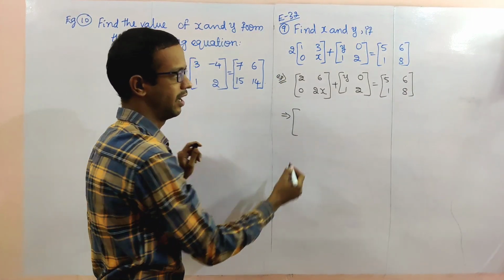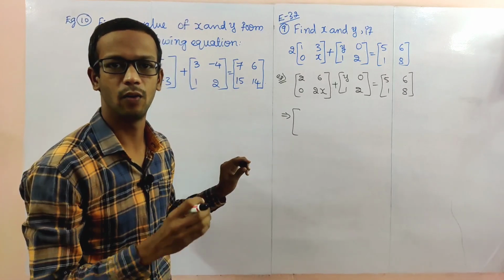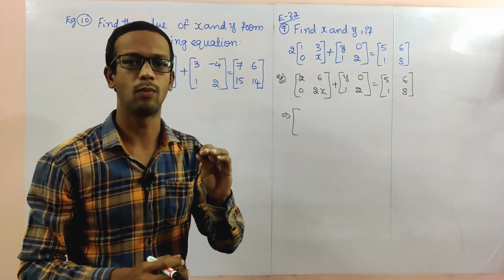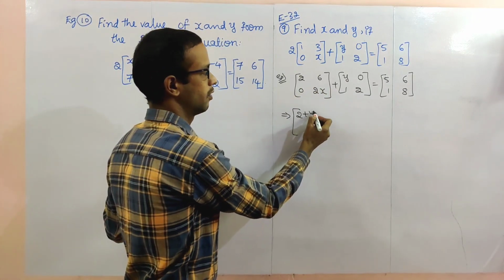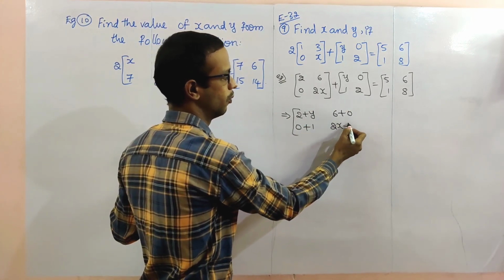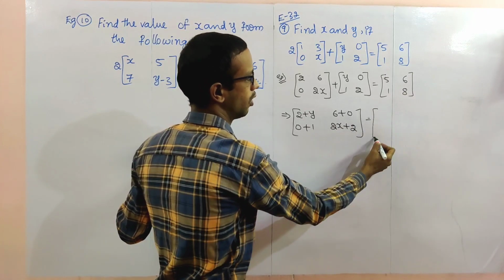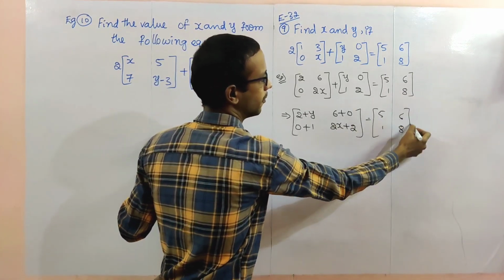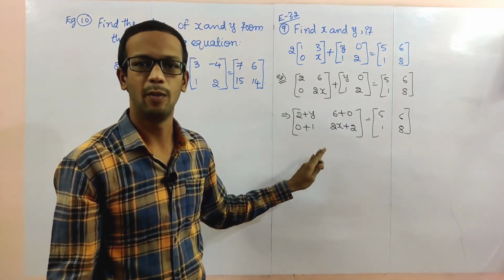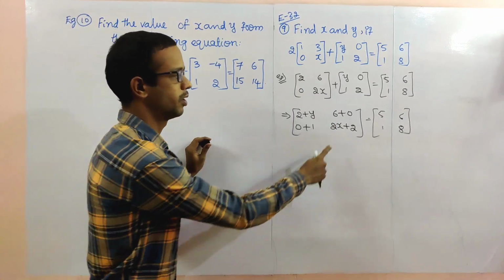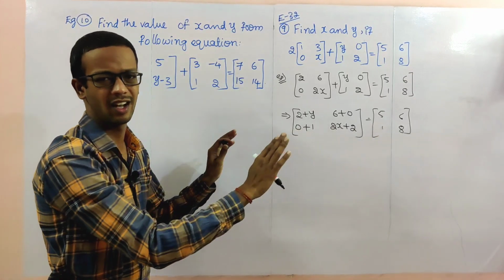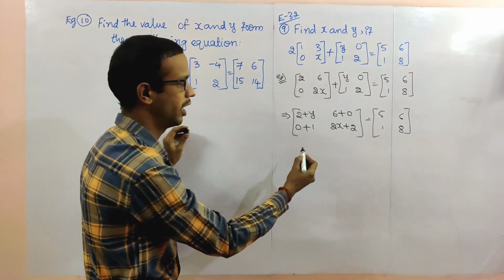So now addition of two matrices. How will we do addition of two matrices? Corresponding elements addition. 2 plus y, 6 plus 0, 0 plus 1, 2x plus 2. That is equal to 5 6 1 8. Two matrices equal means corresponding elements equal. You observe here, 6 plus 0, 6 is there, 0 plus 1, 1 is there. So just a comparison of corresponding elements on both sides.